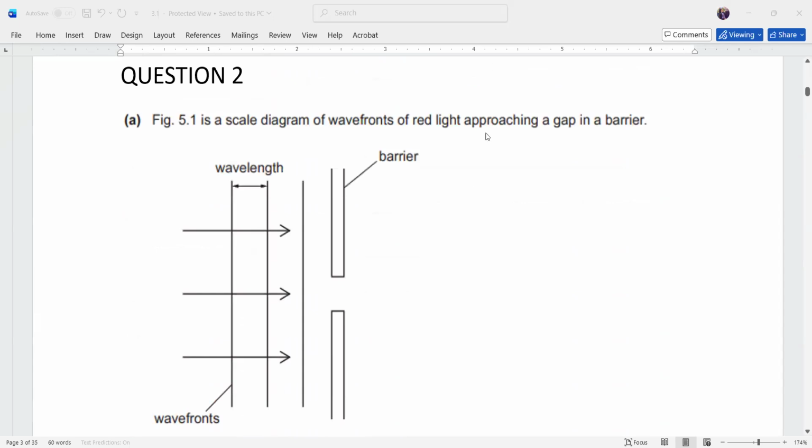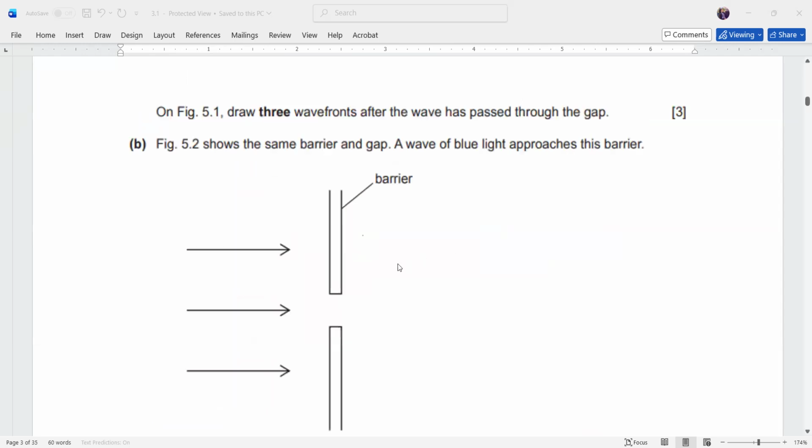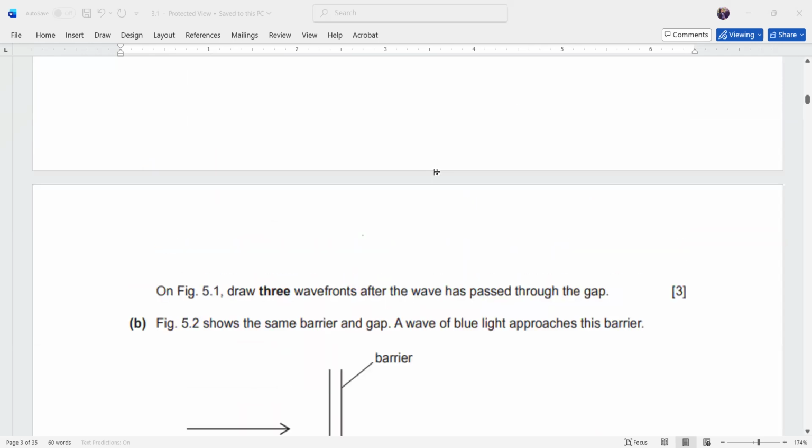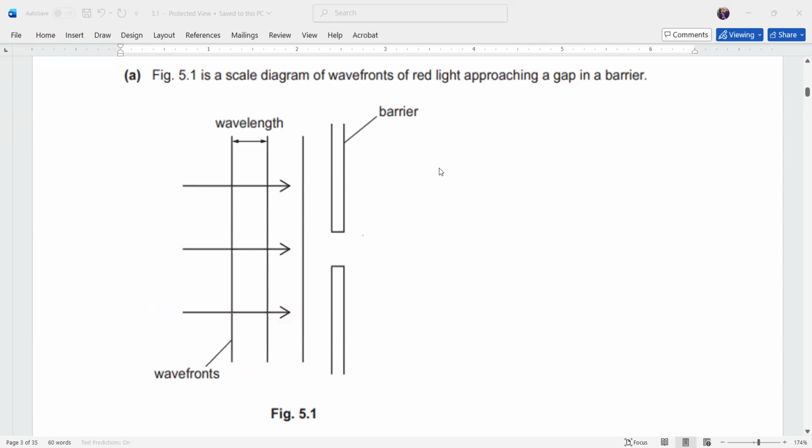The next is figure 5.1. Figure 5.1 is a scale diagram of a wavefront of red light approaching a gap in a barrier. Draw 3 wavefronts after the wave passes the gap. What kind of diffraction should it be, minimum or maximum? If the wavelength and the gap size look the same, it should be curved. And we have to draw 3. So using a compass, in the exam you will have a compass, measure this length, and this should be the same as this one.